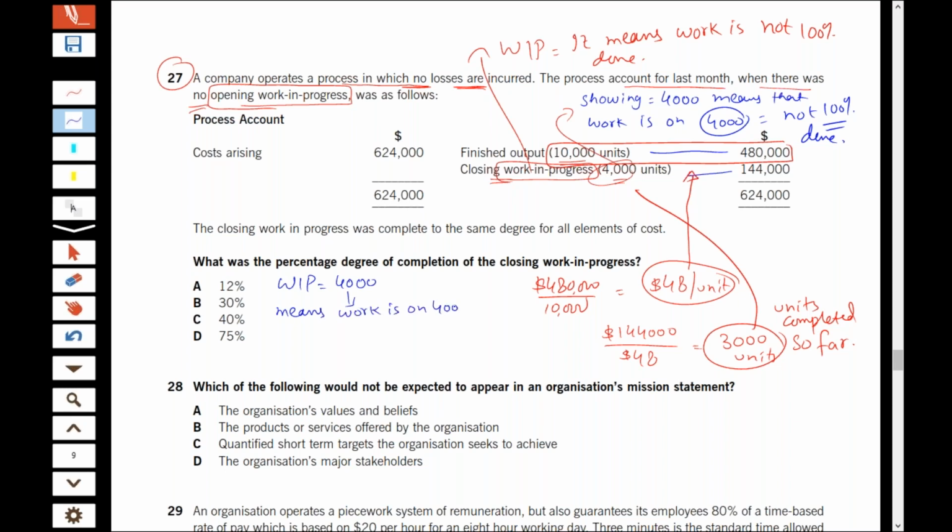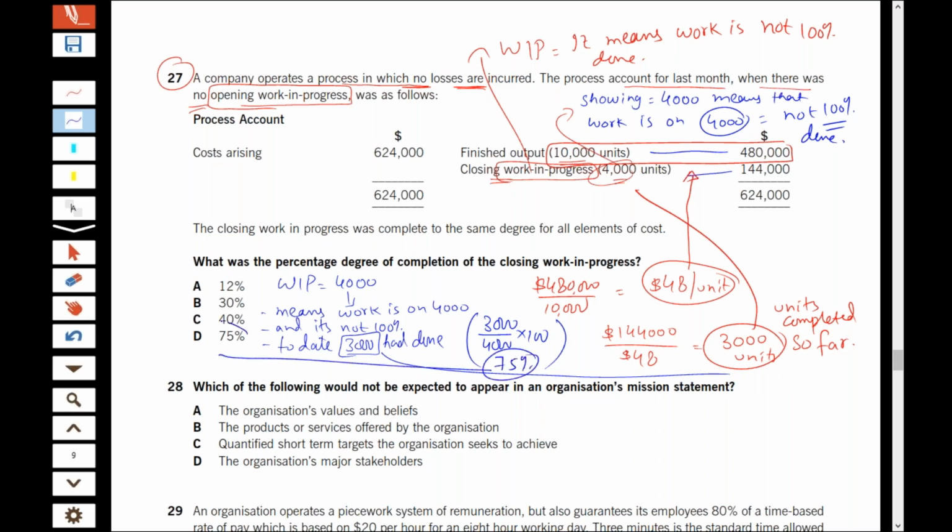And the work in progress of 4,000 means work is on 4,000 and it's not 100%. To date, 3,000 units have been done. That means 3,000 upon 4,000 multiplied by 100, that means 75%. 75% work is the work to date. How did I trace that 3,000 value? The 3,000 value was calculated through cost per unit.